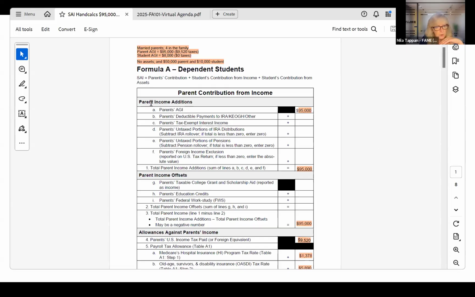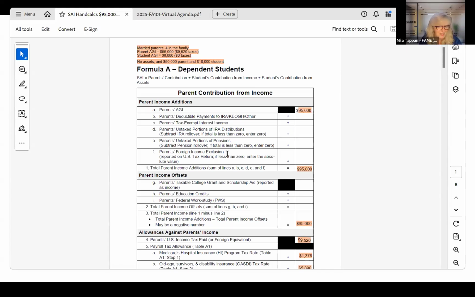What I'm going to first do is figure out all of the sources of that family's income. This family has an adjusted gross income of $95,000. In this case, the family does not have any tax exempt income. They don't have any untaxed portions of an IRA distribution. They don't have any untaxed portions of a pension that was distributed, and they don't have any foreign income exclusions. If families did have these sources of income, they would be factored into the SAI.